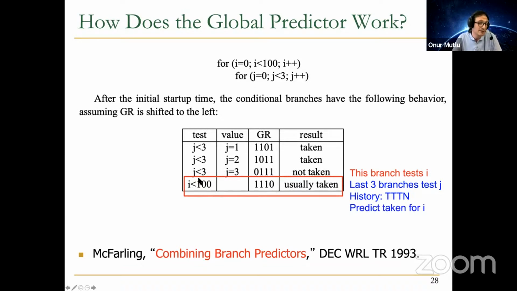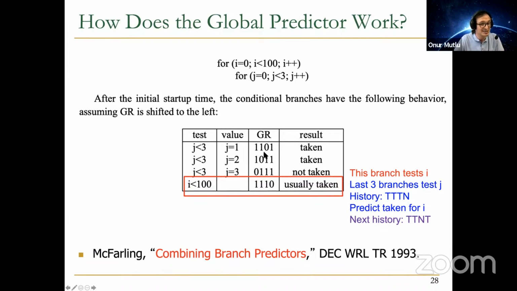You predict taken for I because it's usually taken. That's how the counters get updated over time, clearly. And the next history will become taken, not taken, because this is going to be taken. And the next history is going to be 1101, taken, not taken. And you're going to predict this J branch. And it's going to be taken for sure, right? So whenever you see this history register value, it's going to be definitely taken.